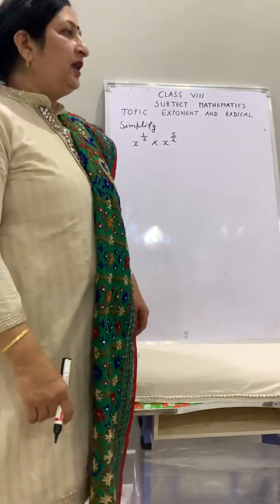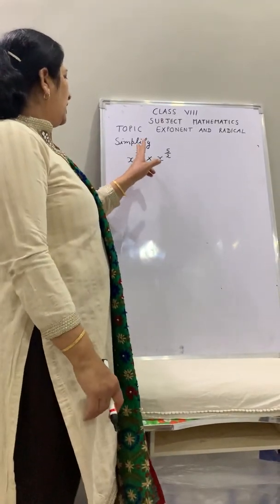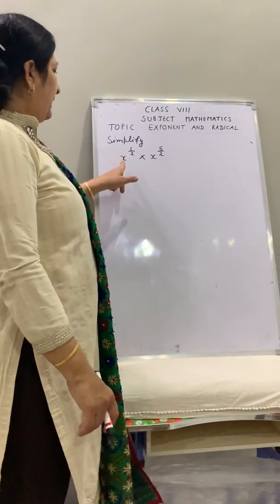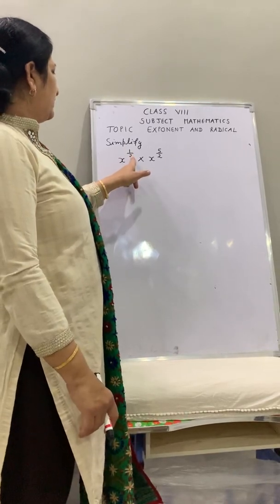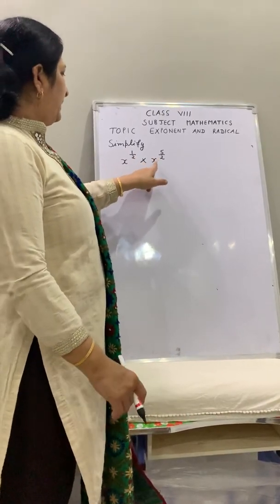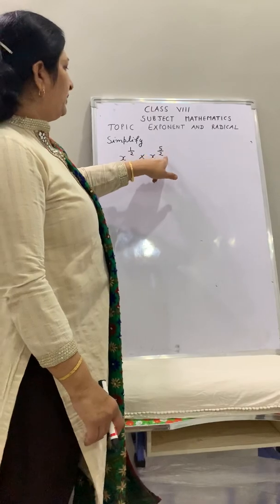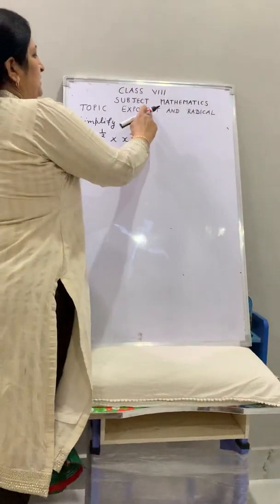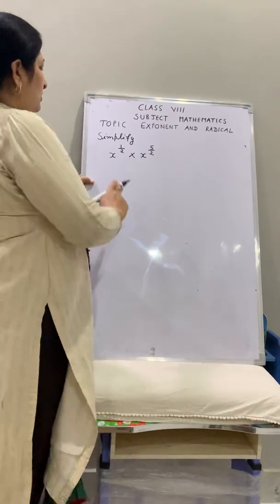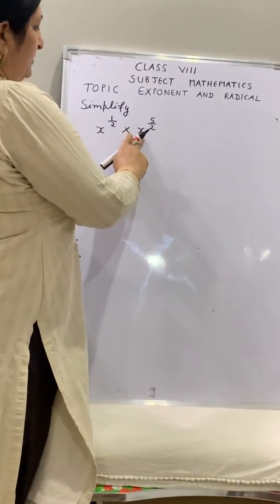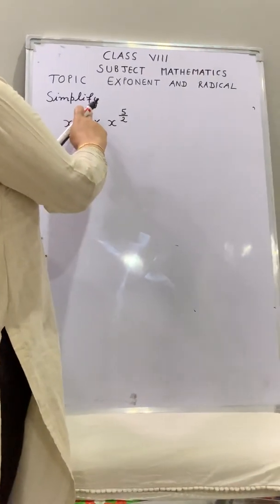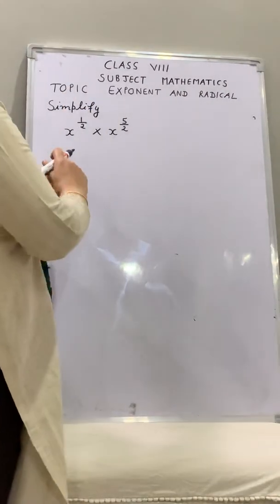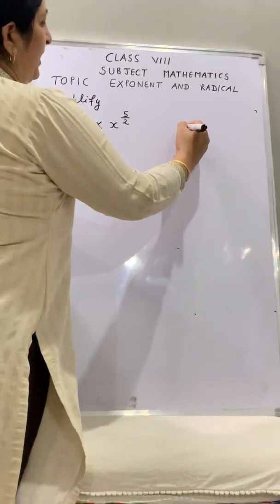Dear students, now you will learn how to simplify x raised to power 1 by 2 multiplied by x raised to power 5 by 2 by using the law of exponent. Now the bases are same but the exponents are different. Which law will be applied?